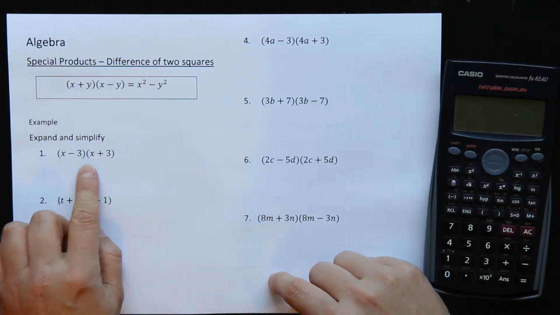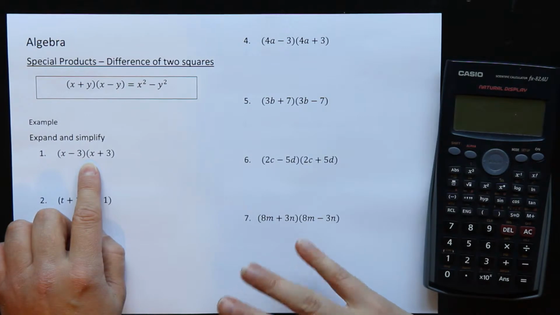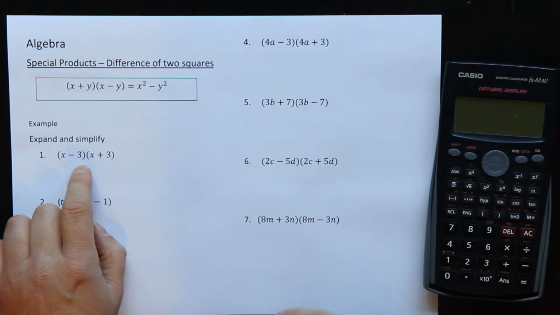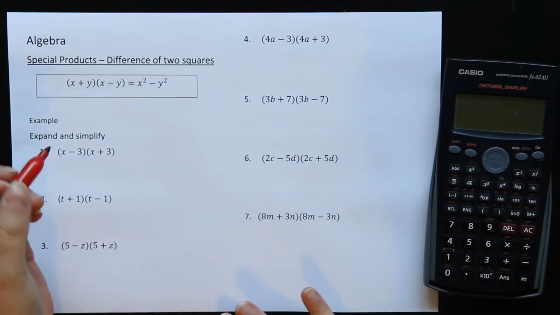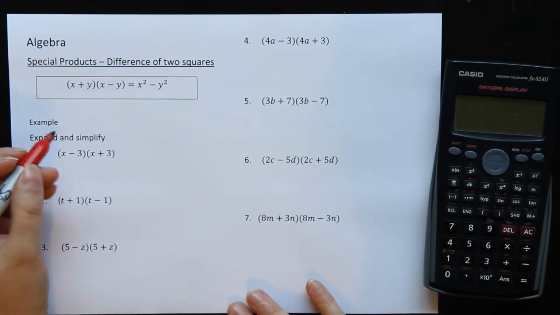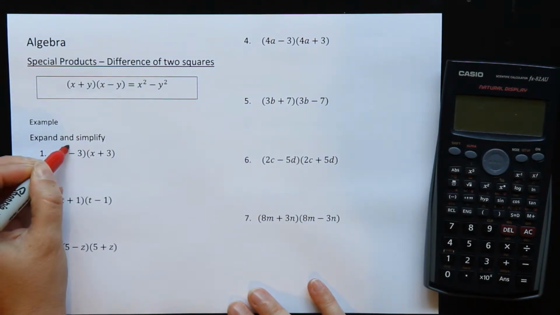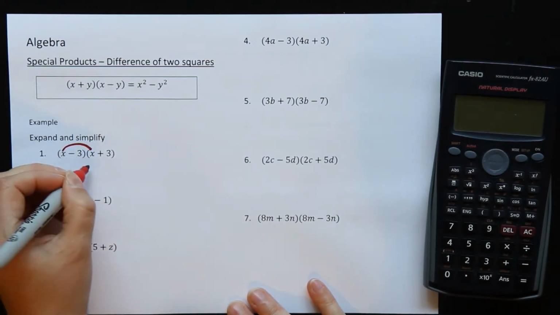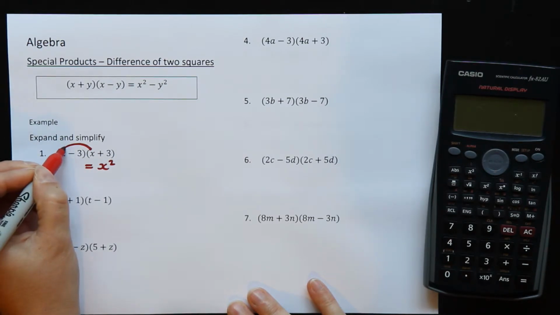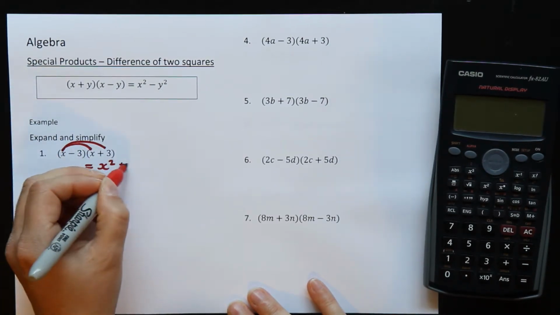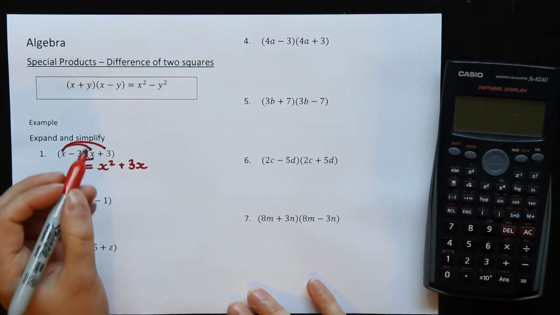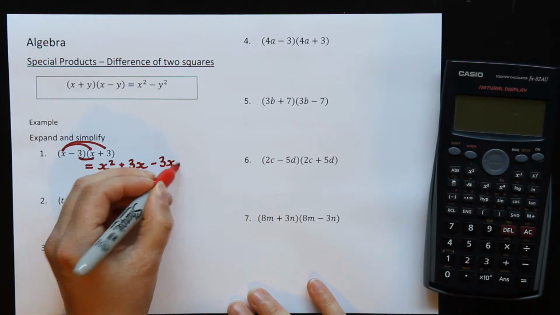For this first question, I will expand it using the FOIL method just to show you that those two middle terms do indeed cancel. So let's do that. The word FOIL stands for F for first, which is x times x is x squared. Then O is for outside, which is x times 3, 3x. Inside, minus 3 times x is minus 3x.